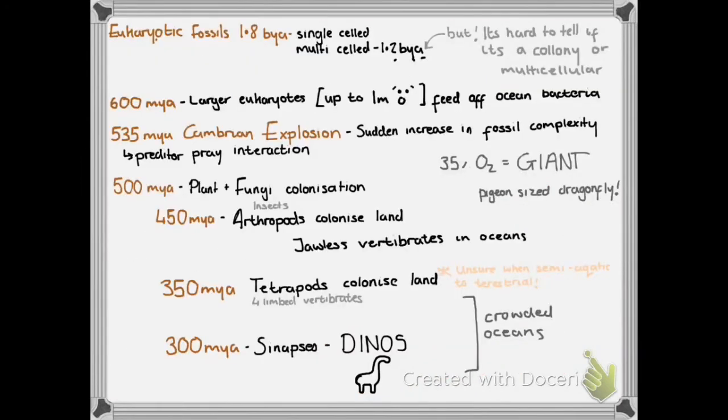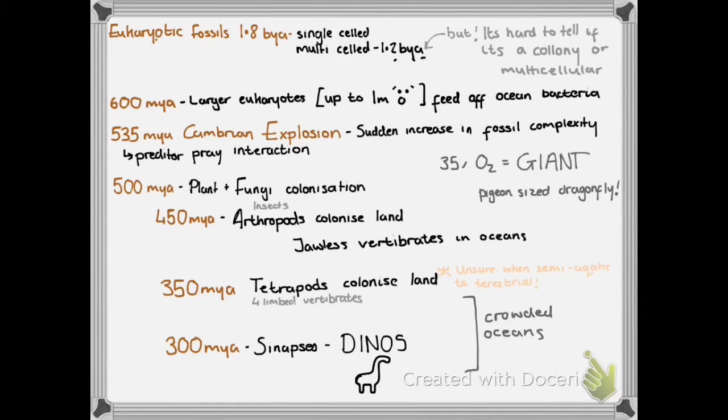So all our evidence of eukaryotes, at least single-celled ones, appeared around 1.8 billion years ago. That's what the BYA stands for, billion years ago. And then around 0.6 billion years later, we see multicellular eukaryote fossils. However, this is a rough estimate as we can't really determine whether they'd be just colonies of a lot of single-celled ones or actually multicellular ones. Then, by roughly around 600 million years ago, we see fossils of larger eukaryotes. Some of them would have been up to 1 metre in length, and these were feeding off the ocean floor bacteria, so we're still based in the waters at the current moment.